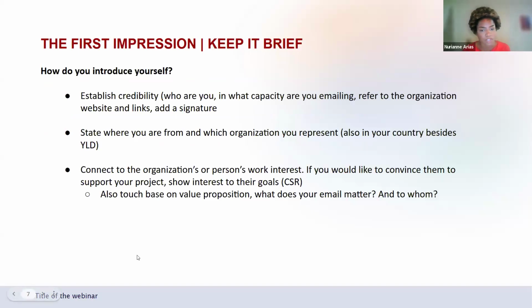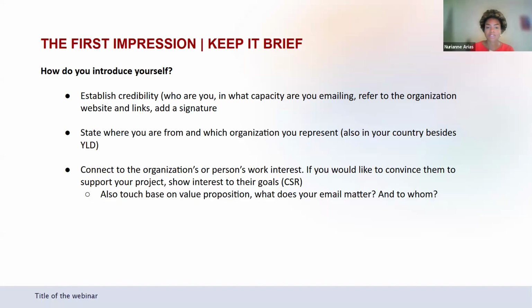Okay, so the first impression. This is something you should note, of course. How do you introduce yourself? The first thing a person wants to know is, is this person legit? Are you really a member of the Young Leader in Diabetes program? In which capacity are you writing? So first things first, establish the credibility. I mentioned that you should introduce yourself, but this is a very important point. Establish credibility. How do you do that?